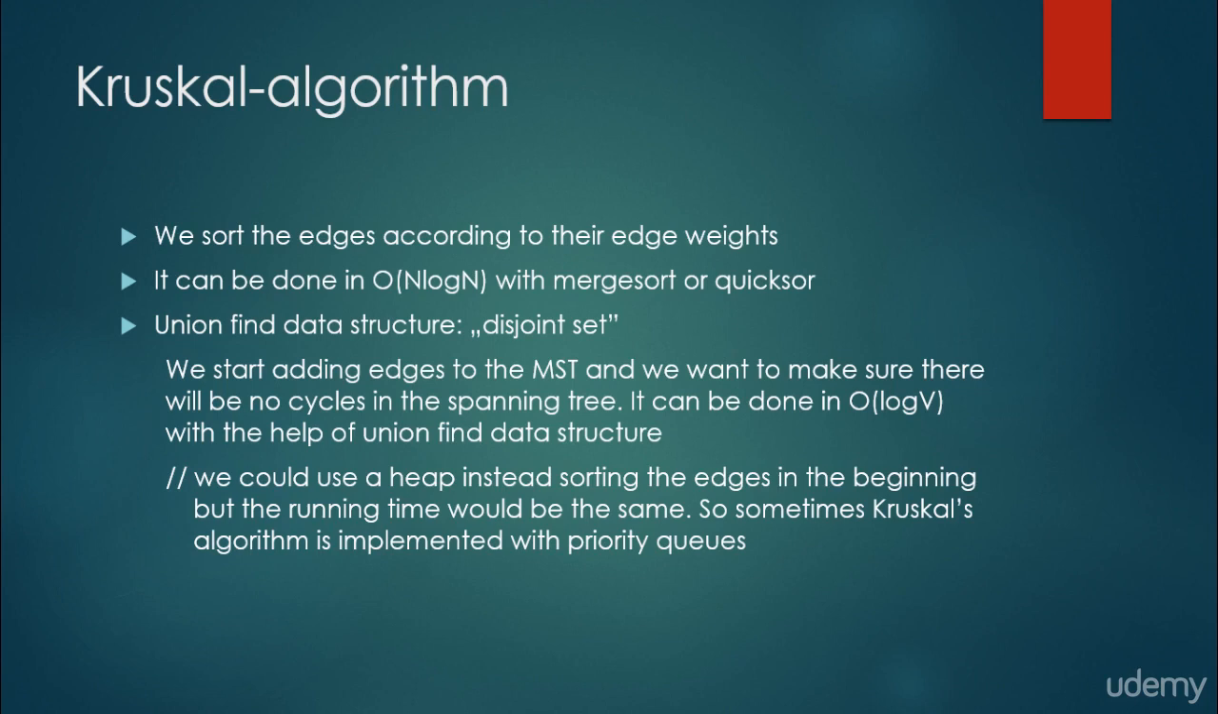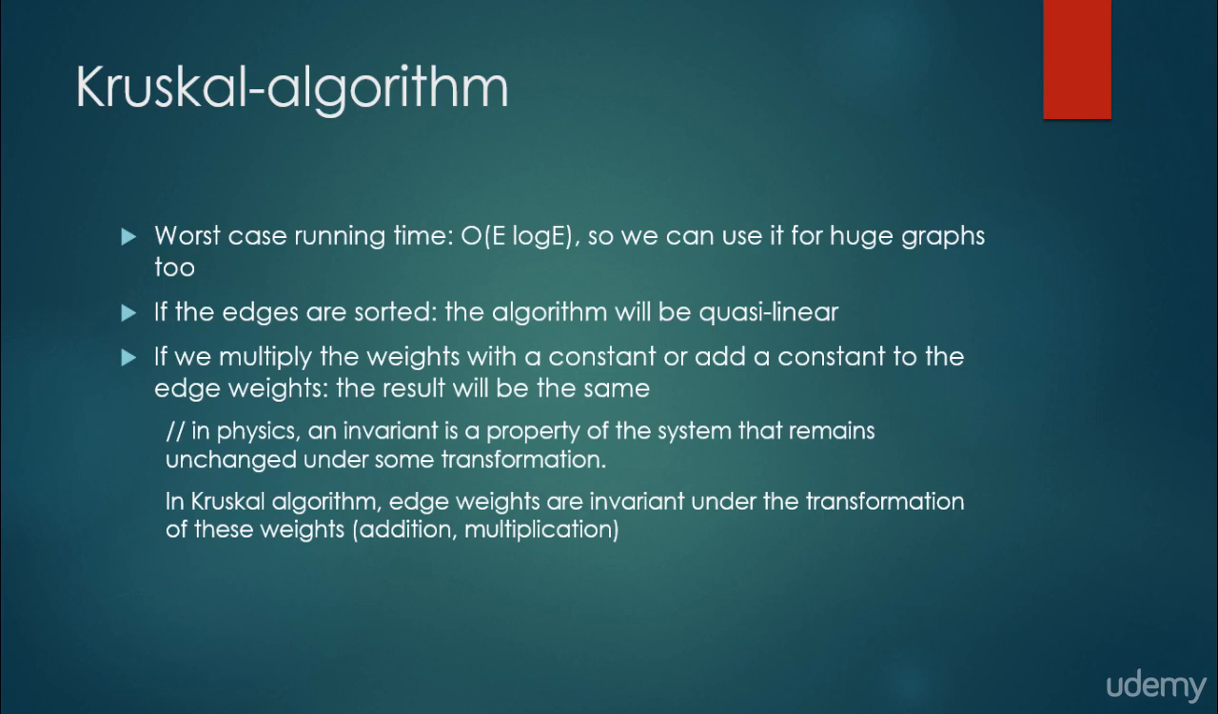We could use a heap instead. It's very important in order to sort the edges in the beginning, but the running time would be the same. So sometimes the classical algorithm is implemented with priority queues. Okay. The worst case running time is O(e log e), so we can use it for huge graphs too. If the edges are sorted, the algorithm will be quasi-linear. It's very important. Sometimes this is the case, and in these situations, the classical algorithm is the best.